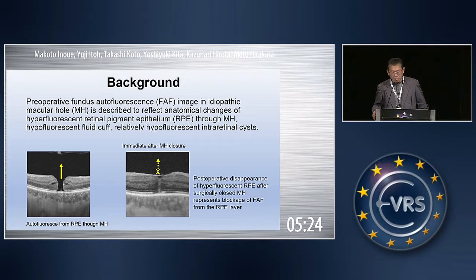And what is going on after macular hole closure? We can see that after the gas is absorbed, but how can we see it immediately after the macular hole closure? Possibly the disappearance of hyperfluorescent RPE after surgical closure of the macular hole may represent blockage of the FAF from the RPE layer.